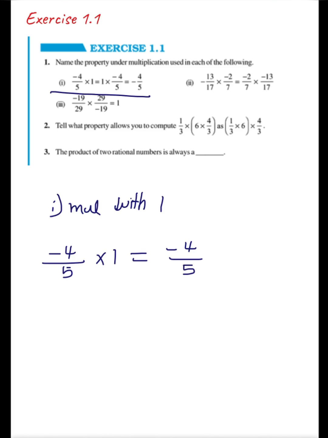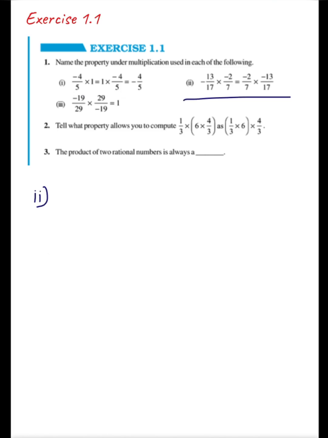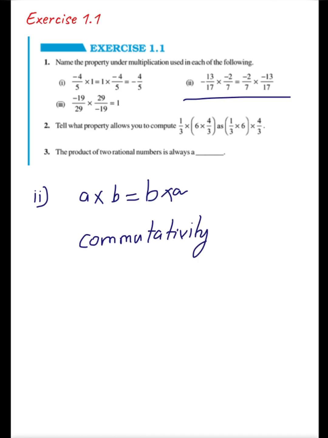Now what about the second question? The second question is minus 13 by 17 into minus 2 by 7 equals minus 2 by 7 into minus 13 by 17. That means A into B equals B into A. What property is that? It's the commutative property, or you can say commutativity. And the first one was multiplicative identity, which we can write it here.